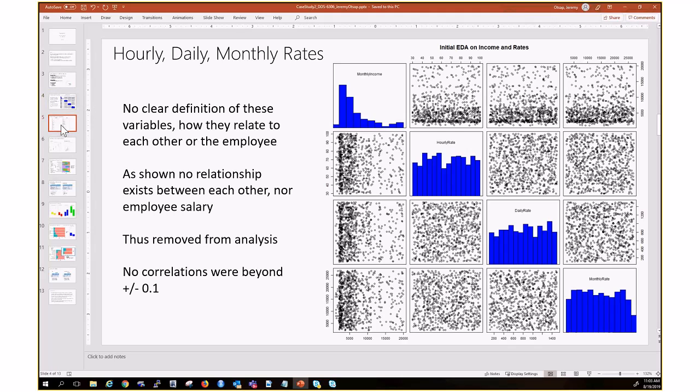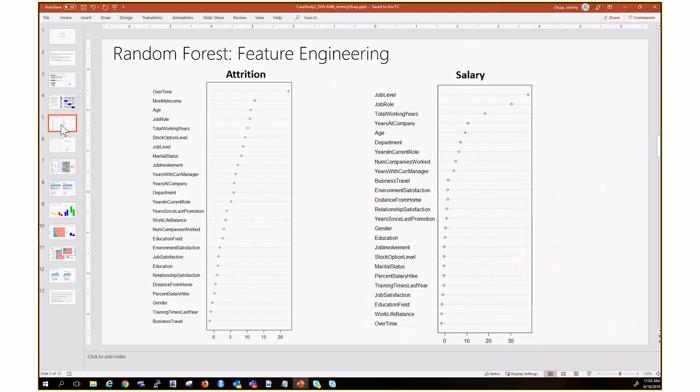Now, given that we had over 30 parameters, we wanted to shrink this down to derive some intelligence. So we did feature engineering using random forest, both on attrition and salary. As you can see, for attrition, overtime, monthly income, and age were significant. And for salary, job level, job role, and total working years. So looking at this, there is evidence that there is, in fact, some relationship between salary and attrition.